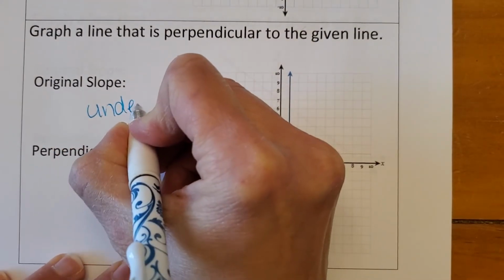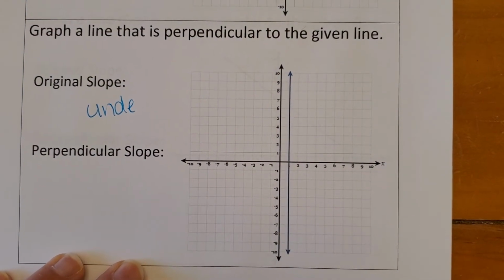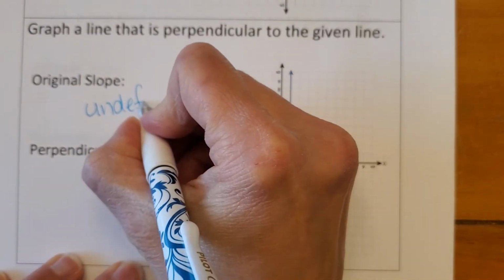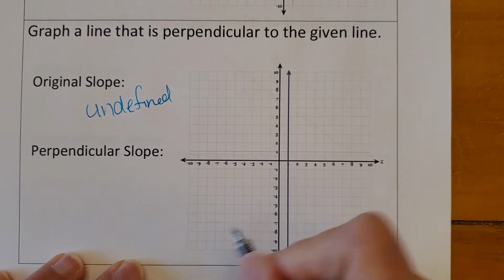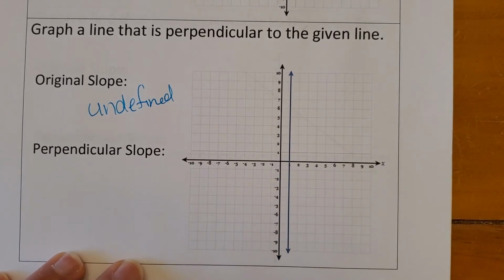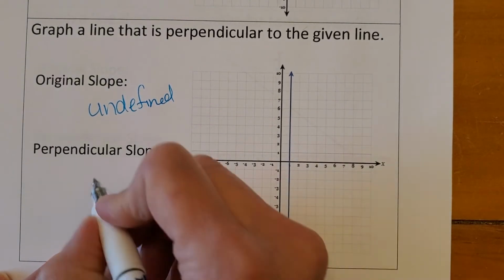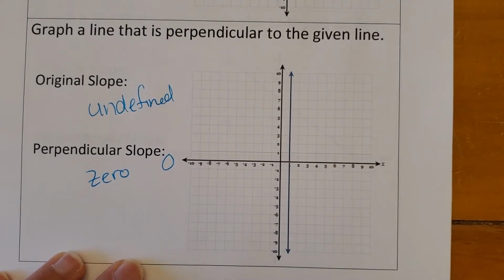They're going to give you the option of undefined. So we know it's undefined, so we're going to put undefined. I don't know if I spelled that right. But anyway, what is the slope of a line perpendicular to a vertical line? It's a horizontal line, and that slope is going to be 0. Obviously, you're going to put the number, not the word 0.